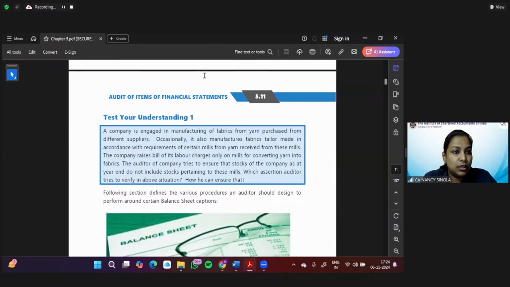saying yes. Chalo, good. We are on page number 5.11 of your module. So just go through this, test your understanding one. Do not look at the answers given at the back. Just try to answer it on your own. Quickly go through this question, quickly.